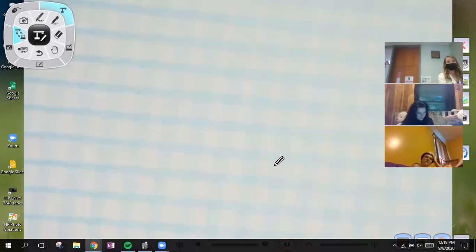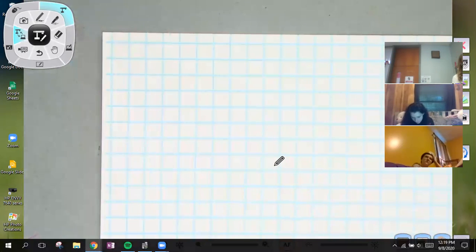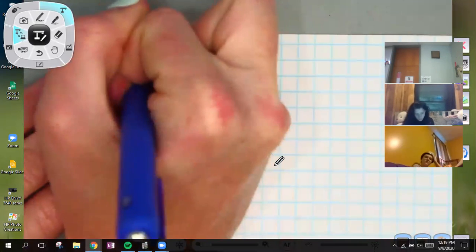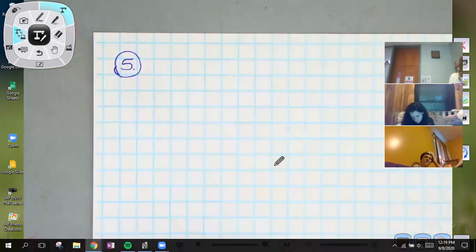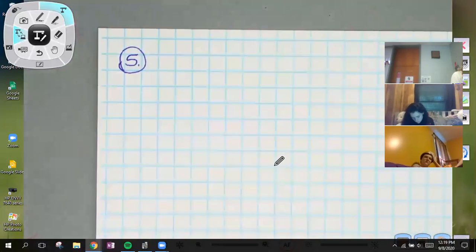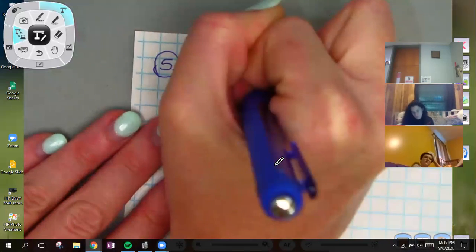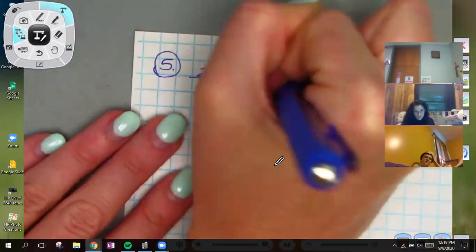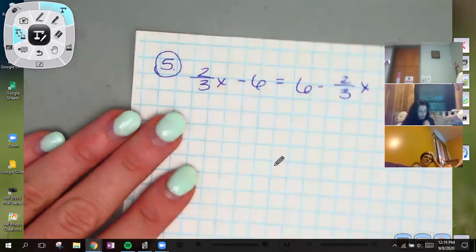So let me get another sheet of paper out. Even if you worked this one and got it correct, please pay attention while we do this. It's not going to hurt you to watch through it again. Okay. So the question is 2/3 x minus 6 equals 6 minus 2/3 x.